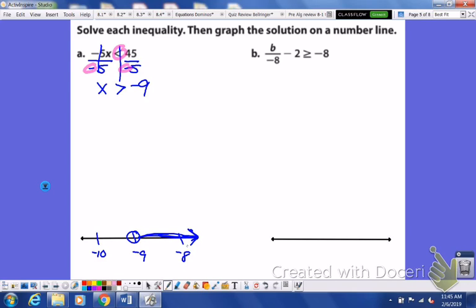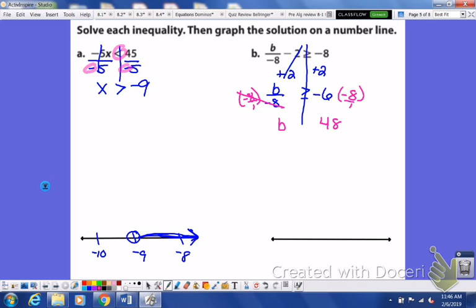Right, and last one. b over -8 minus 2 is greater than or equal to -8. So a multi-stepper here. Opposite of subtraction, our inverse would be to add 2 to both sides. -2 plus 2 is 0. We are left with b divided by -8, greater than or equal to -6. Opposite of division, remember fraction bar means division, would be to multiply both sides by -8. And think about that reciprocal. So multiply both sides by -8 over 1. Those cancel out. b, -6 times -8 gives us 48.